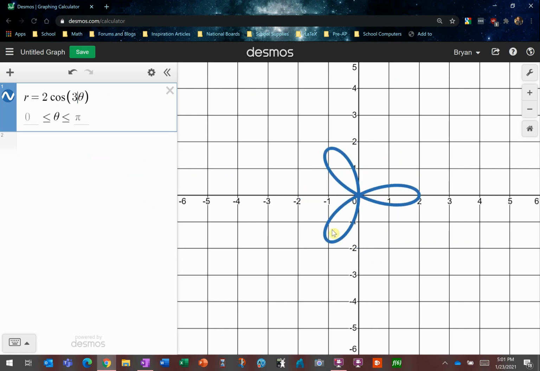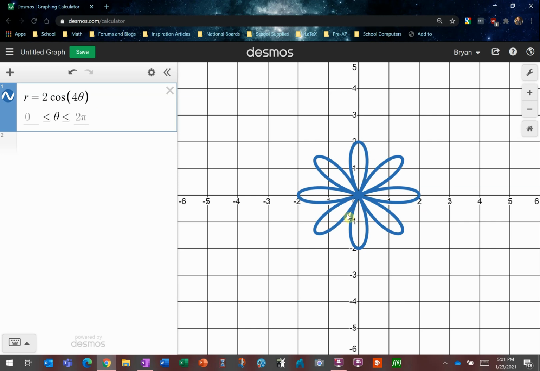If it's odd and you double it, there are 6 petals here from 0 to 2 pi, but you're only ever going to see 3 of them. So if we want to see 8, we need 4, and that'll show us all 8 of those.